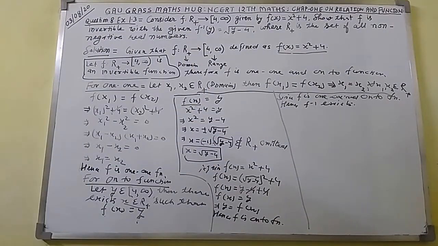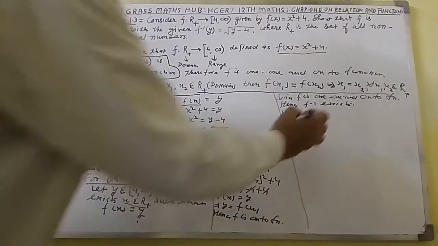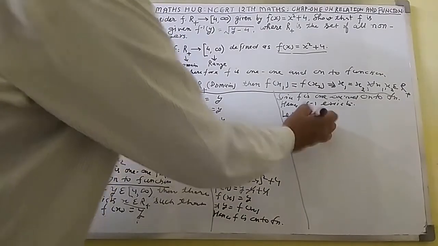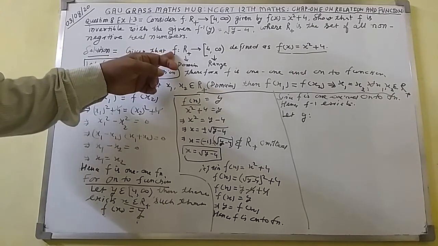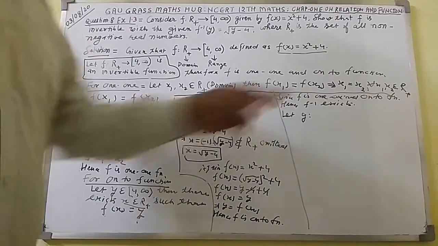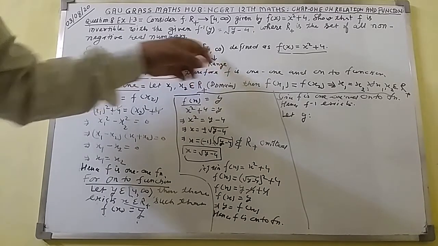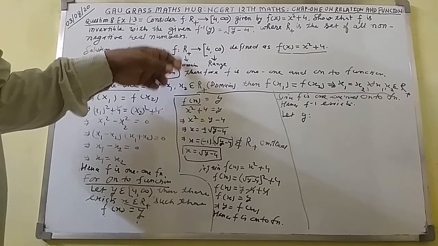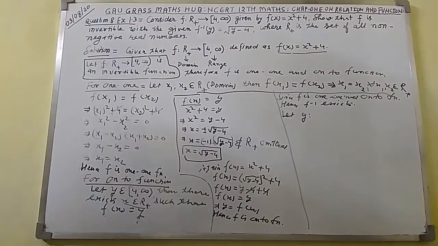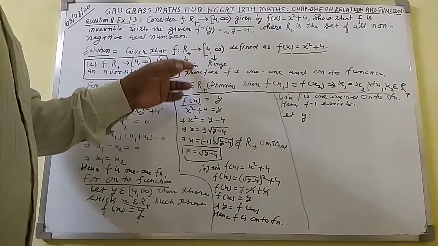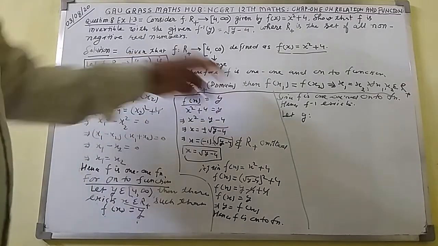Now f inverse exists. Now I shall let g be from here, f inverse equal to g. The range will take the place of the domain, and the domain will be shifted to the place of the range. Now domain and range both will be mutually interchanged. Here you will write f inverse equal to g.